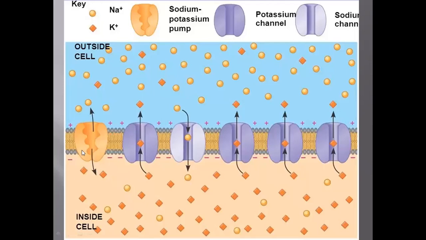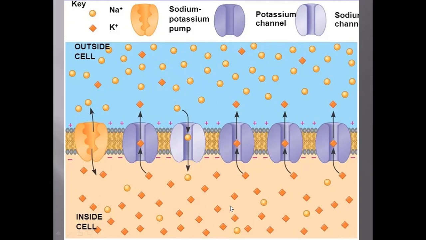Now, this is the situation. 3 sodium out. This is sodium. This is potassium. This is a sodium potassium pump. This is a potassium channel. This is a sodium channel. Now you can see the passive movement across the channels, and the active movement across the pump, where ATP is going to be utilized.